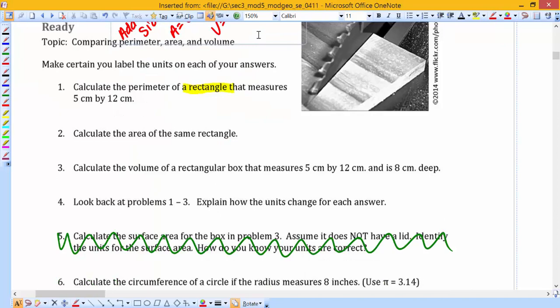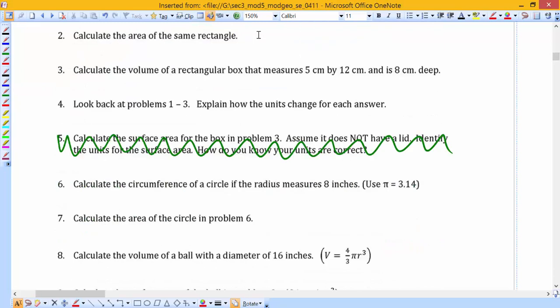Please do not skip 4, explaining how the units change. That's specific to how it changes from perimeter to area to volume. To answer that question, if you're struggling, you might want to look at what you are doing to find perimeter, what you are doing to find volume, and what you are doing to find area. That might help you with your units. They should not be the same units for all 3 of those. So be careful with that.